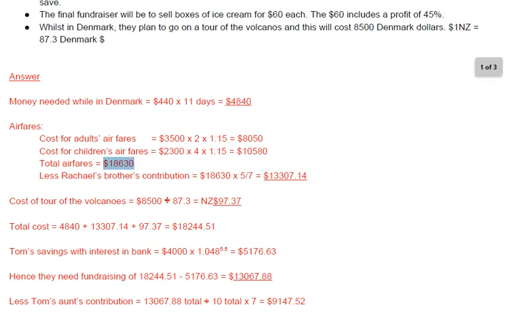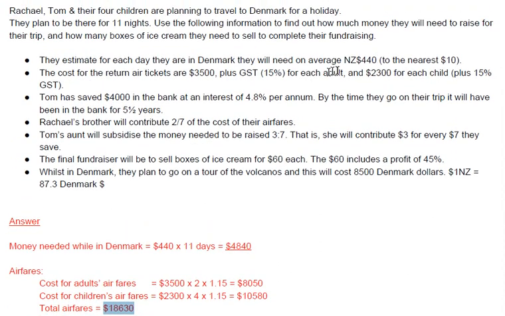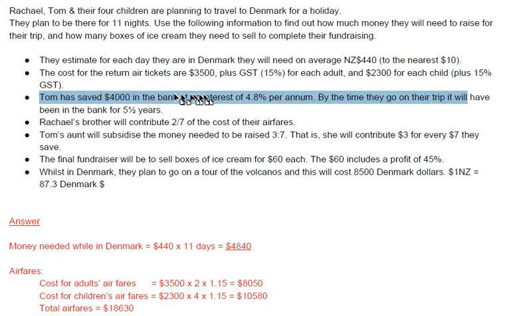Now we'll get on to Rachel's brother's contribution. So Rachel's brother will contribute 2/7 of the cost of their airfares. Now notice that I've left out this little bit here, this bit about the bank. You don't have to do it in order. I just think it's perhaps a little better if we get into that little savings bit a bit later on, but you could do it straight away if you want to. I just don't think it's relevant at the moment.